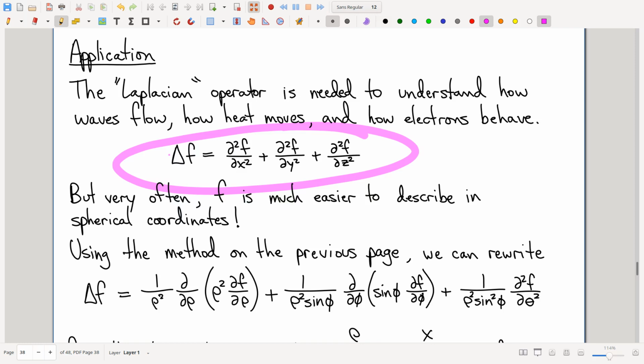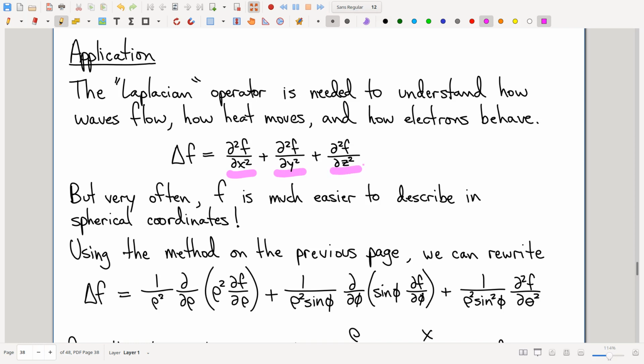It's extremely natural in this physical world we live in. Understanding waves, heat transfer, electric potential, stuff like that, all involves heavy use of this operator, the Laplacian. So, big deal. We need to understand how to solve equations that involve the Laplacian. And as written, it's very convenient for addressing functions that are written in rectangular coordinates because the partials are with respect to rectangular coordinates.